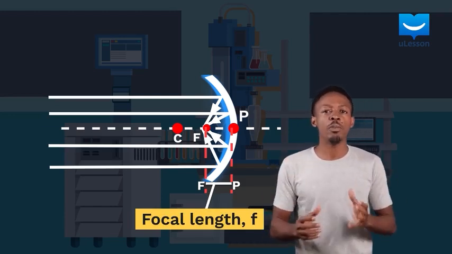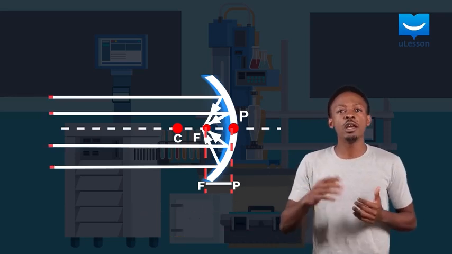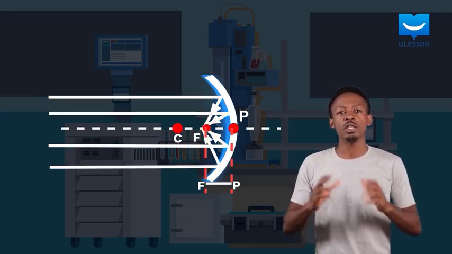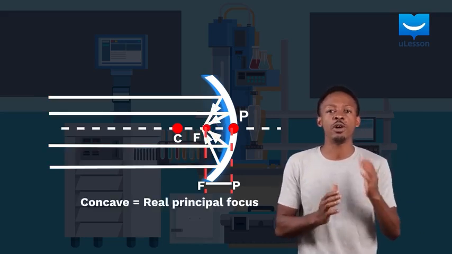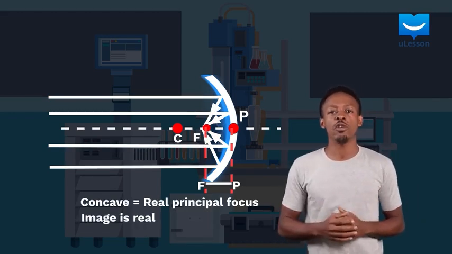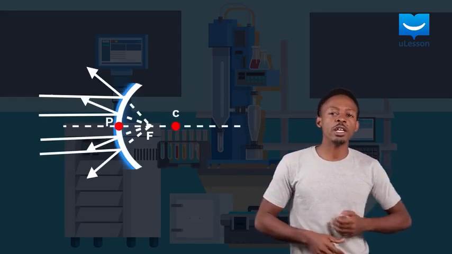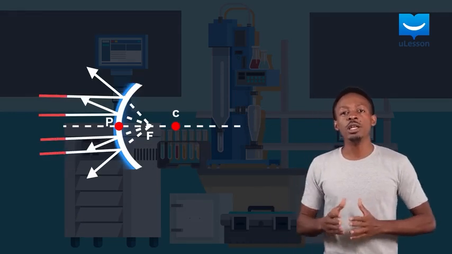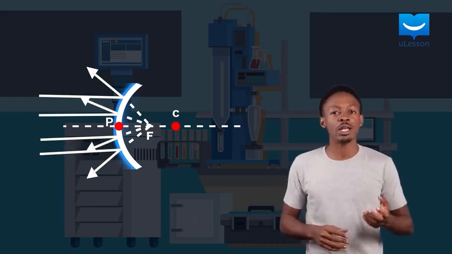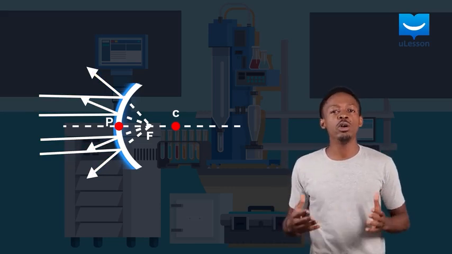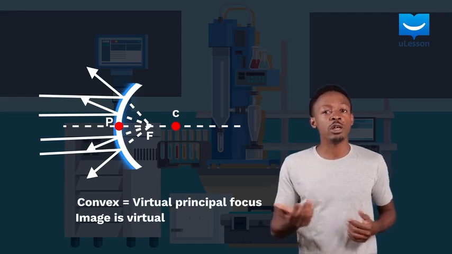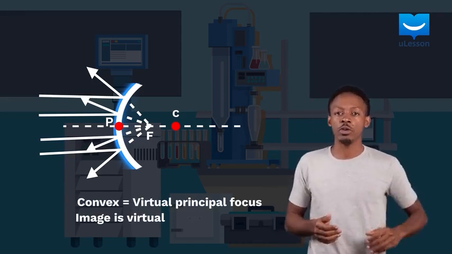Now, what do you notice about the focal points of concave and convex mirrors? In concave mirrors, the light rays pass through the focus, which is in front of the mirror. This means concave mirrors have a real principal focus. And since the light rays pass through there, a real image can be formed at that point. In convex mirrors, however, the light rays only seem to be coming from the focus, which is behind the mirror. And since no light rays actually pass through this focal point, no images would be formed if a screen was placed here. The convex mirror, therefore, has a virtual principal focus.